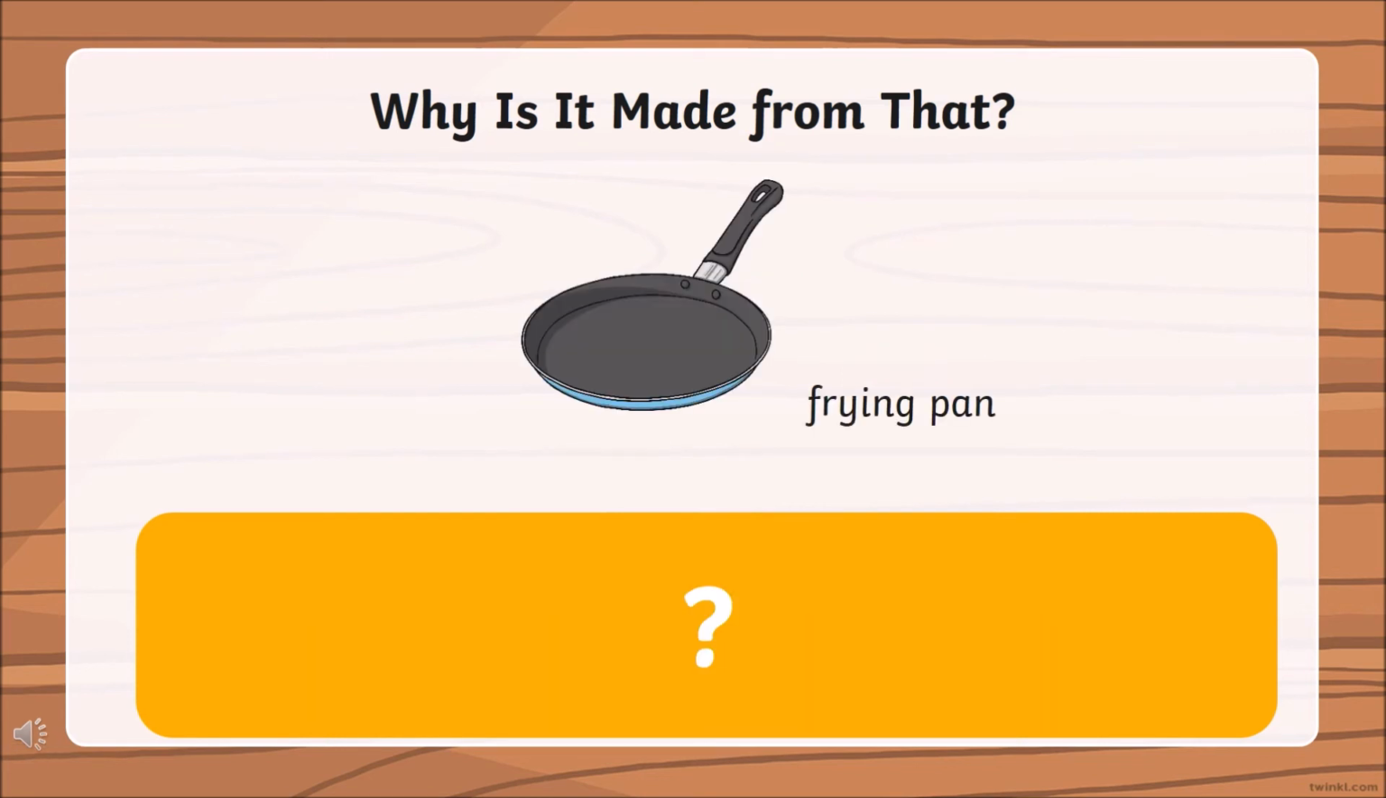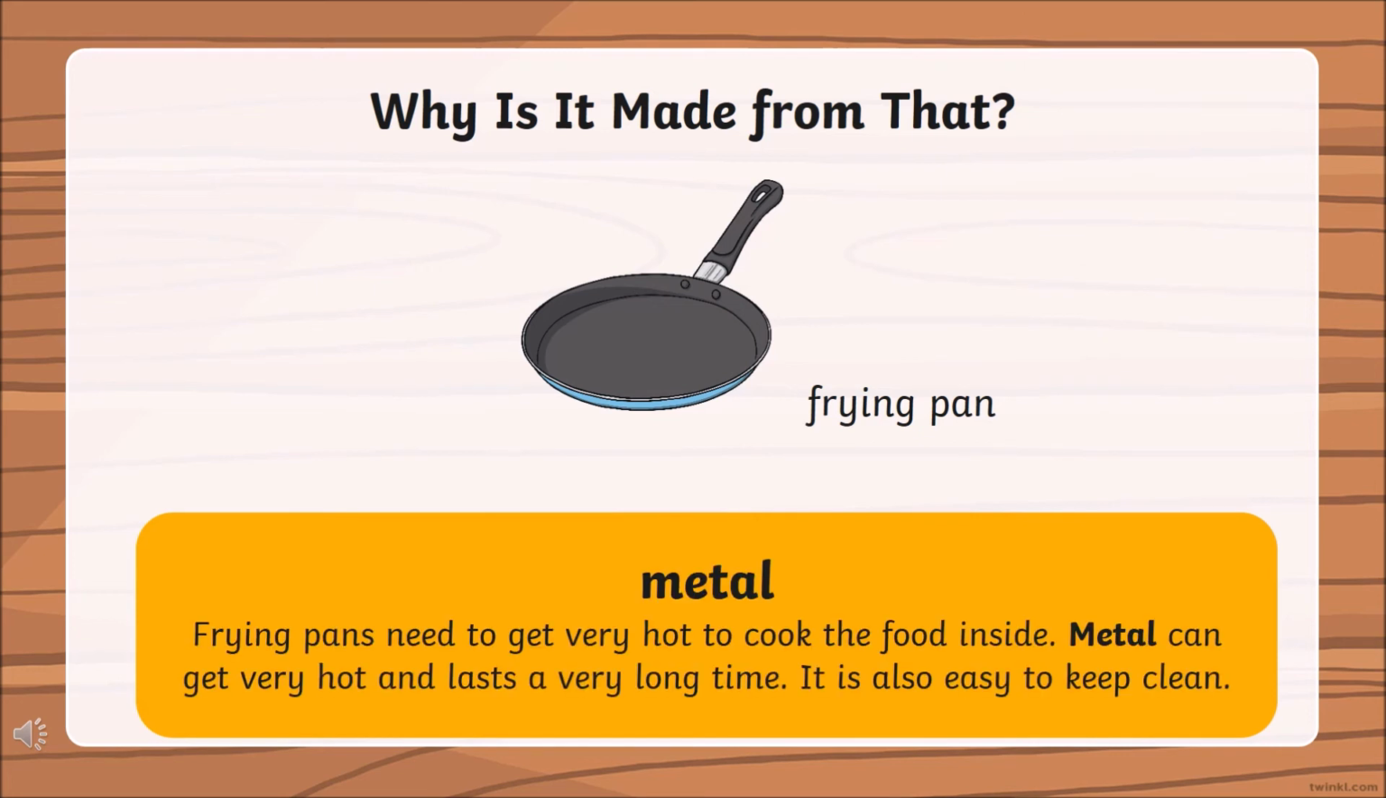Last mini quiz. The frying pan is definitely not made out of wood. We've discussed this one before. Wouldn't it burn? Oh my goodness. Very, very scary. So what should it be made out of? Metal. Frying pans need to get very hot to cook the food inside it. Metal can still get very, very hot, but without burning. And also it lasts a very long time. It's also very easy to keep clean, which is good because it's always covered in food.